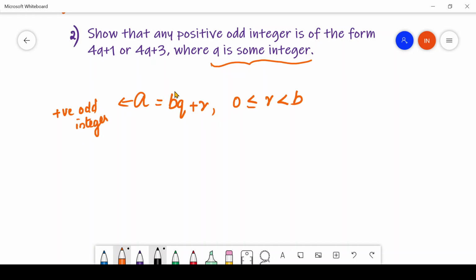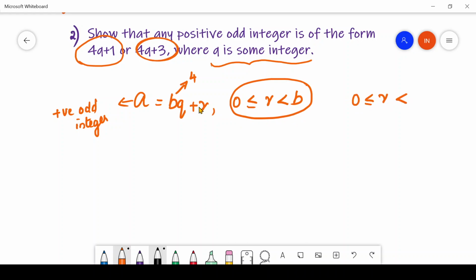And what will be the value of B? Yes, very good. That is 4. Here 4q plus 1 is given, 4q plus 3 is given. So let us rewrite the condition now. 0 less than or equal to R less than, instead of B we can write 4. So what values can R have? R can have 0, 1, 2 or 3. It should be less than 4, right?